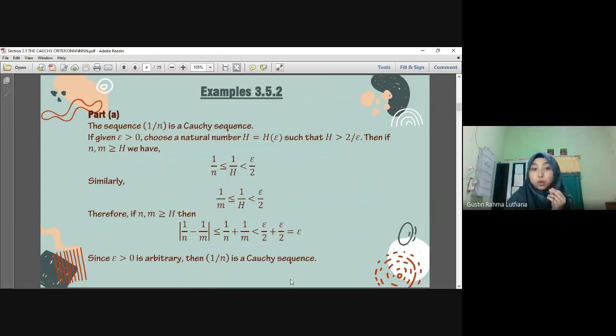Similarly, for m, 1 over m is less than or equal to 1 over H, which is less than epsilon over 2. Therefore, if n, m are greater than or equal to H, then the absolute value of 1 over n minus 1 over m is less than or equal to 1 over n plus 1 over m, which is less than epsilon over 2 plus epsilon over 2, so it is equal to epsilon. And since epsilon greater than 0 is arbitrary, 1 over n is a Cauchy sequence.